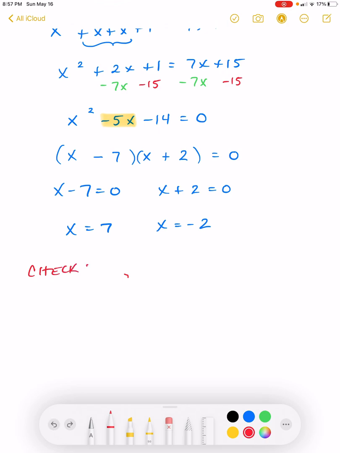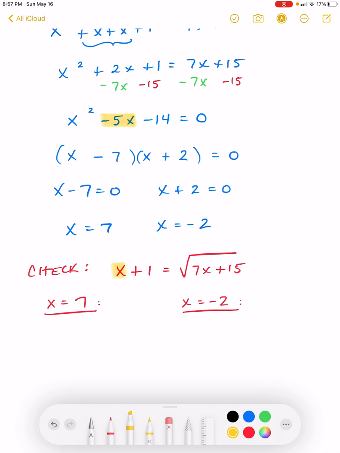So I'm going to go back to writing the original problem, just because for me it's off the page. So x plus 1 equals the square root of 7x plus 15. And so let's check our solutions, x equals 7 and x equals negative 2, and see what's going on. All right, so I'm going to plug in the 7 into this x and this x, and it's going to look like this. 7 plus 1 equals the square root of 7, and then we plug the 7 in here, plus 15.